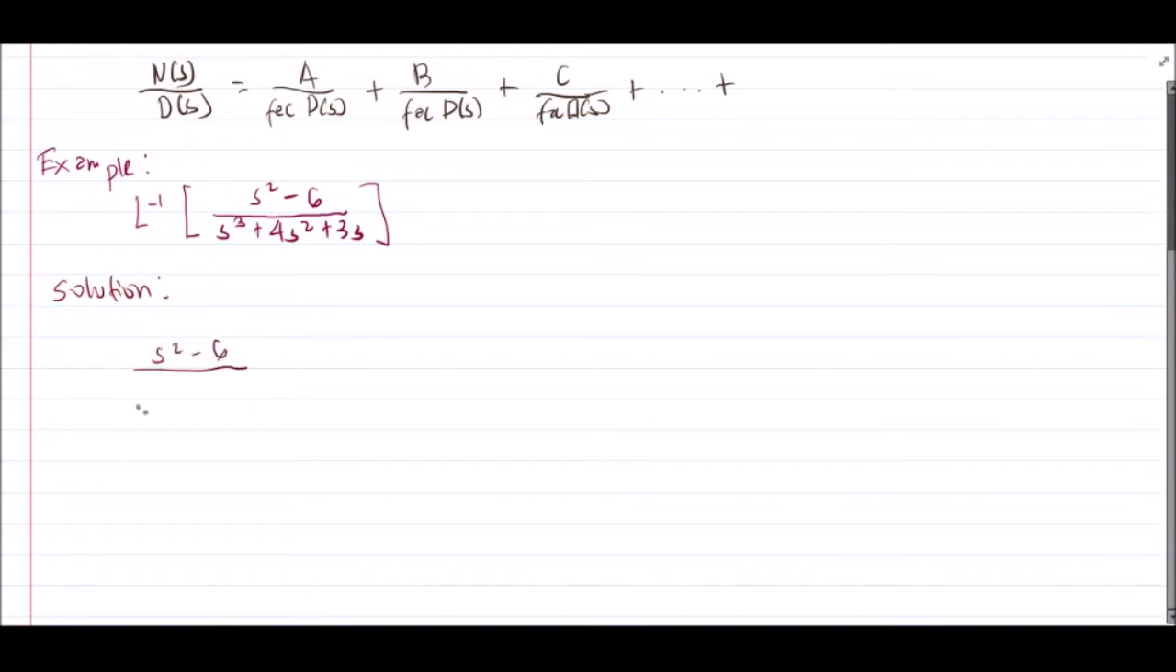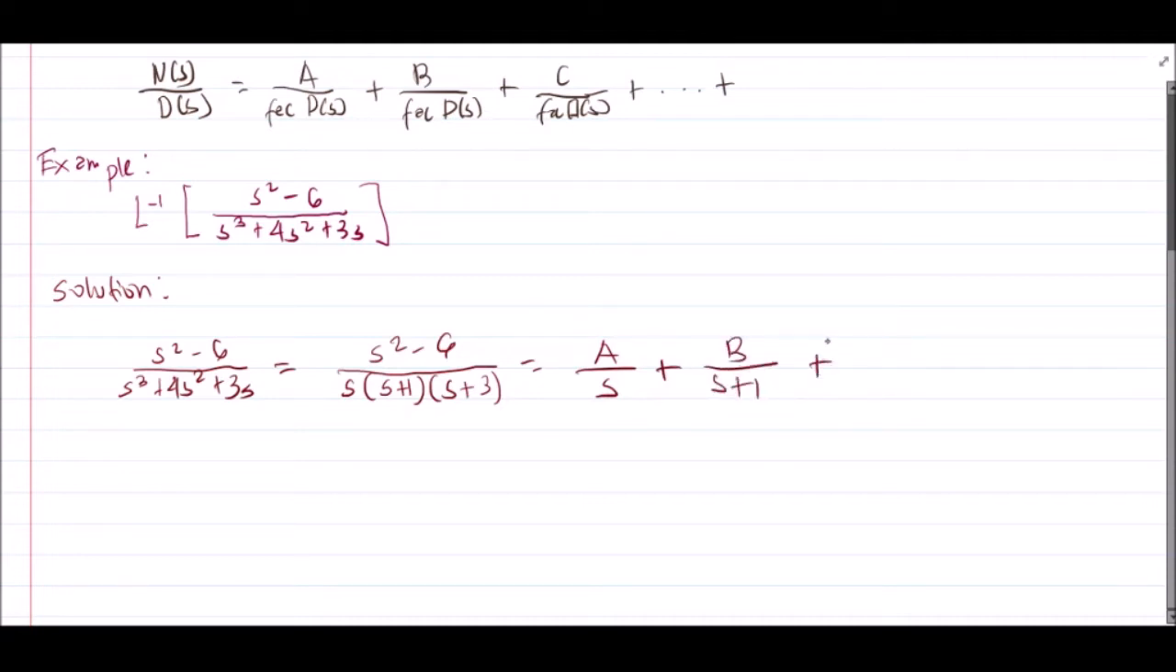We will first resolve our given rational fraction into partial fractions. Maybe we should first illustrate what the factors of the denominator are. So we have s squared minus 6 all over s times (s plus 1) times (s plus 3), because 3 times 1 is 3, then 1 plus 3 is 4. Then we have that as A over s plus B over s plus 1. So you just make the factors of your denominator the denominator for each partial fraction. So C over s plus 3.